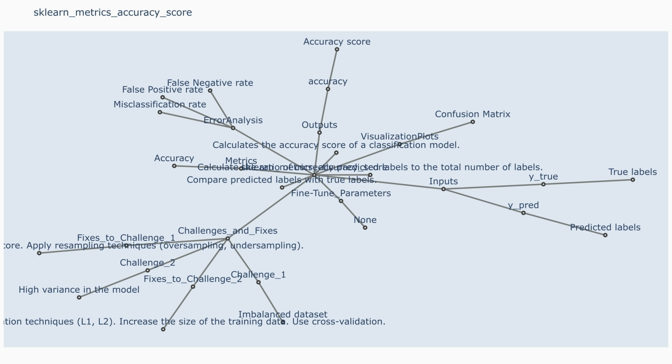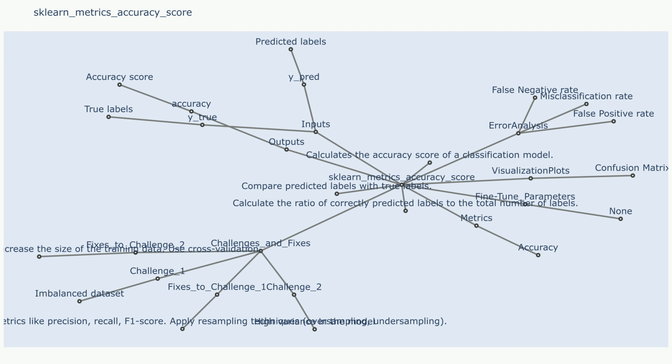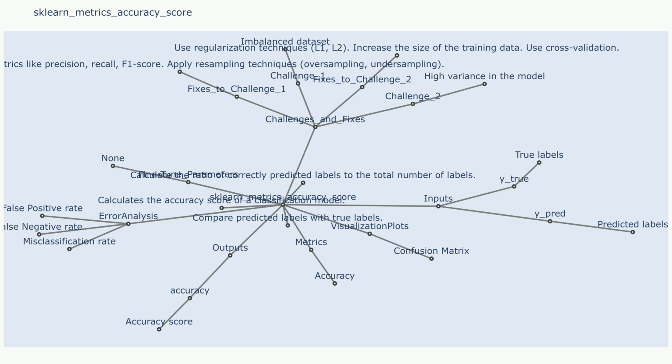sklearn.metrics.accuracy_score. Description: accuracy score is a metric used to evaluate the performance of a classification model. It is defined as the ratio of correctly classified instances to the total number of instances. Accuracy score is a simple and commonly used metric, but it can be misleading in some scenarios, such as when the dataset has an imbalanced class distribution.